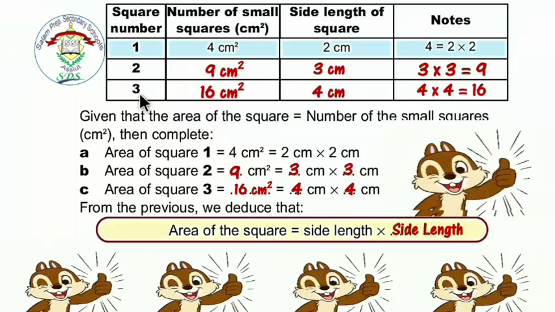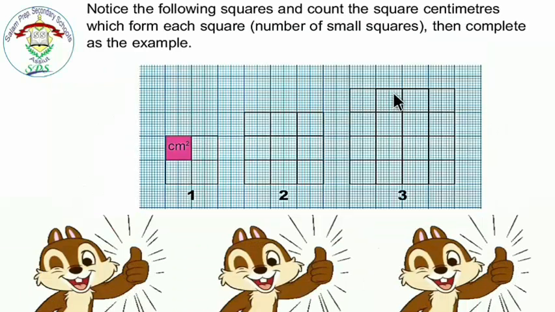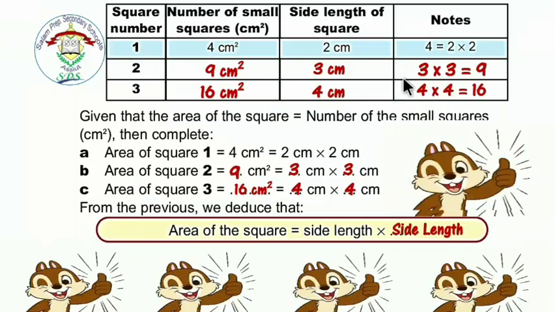Square number 3. Number of small squares, square centimeters, equals 16 square centimeters. Side length of square equals 4 centimeters. To use times, please look at the row and the column. Row has 4 squares: 1, 2, 3, 4. Column has 4 squares: 1, 2, 3, 4. So, 4 times 4 equals 16.